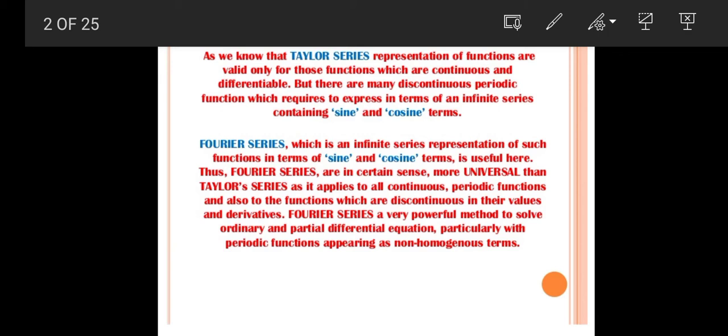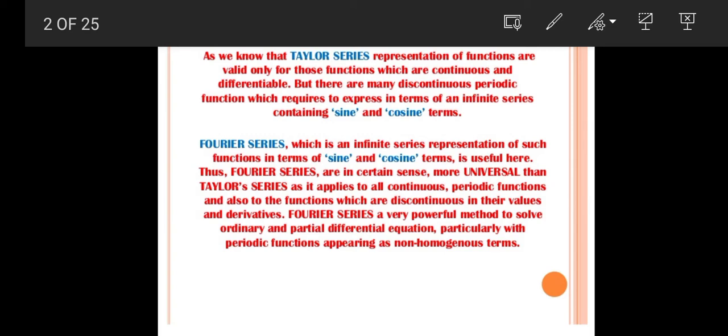Then these discontinuous periodic functions require two infinite series, sine and cosine terms. It depends on the Fourier series only, the functions of sine and cosine values or terms. Now the periodic functions are functions of discontinuous values and the derivatives of these functions. The Fourier series is a very powerful method, and we can solve ordinary and partial differential equations.